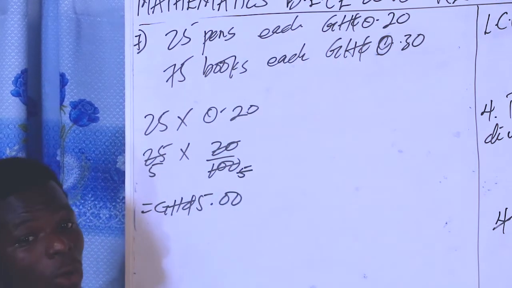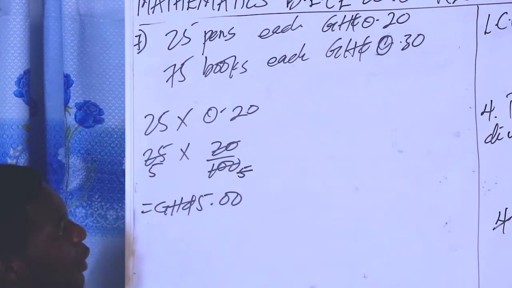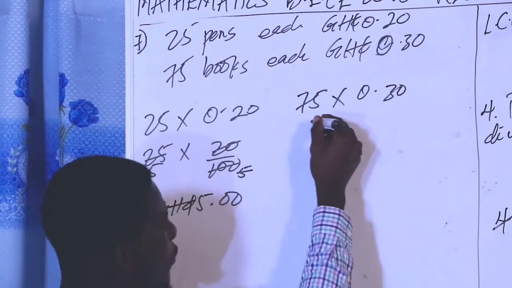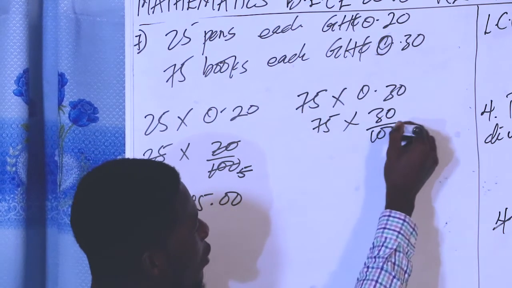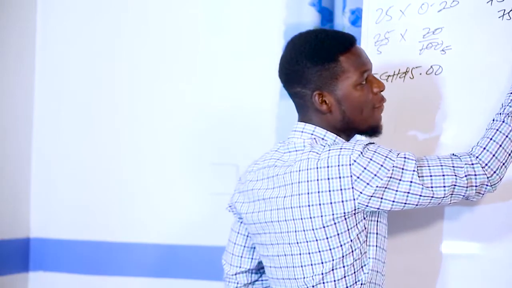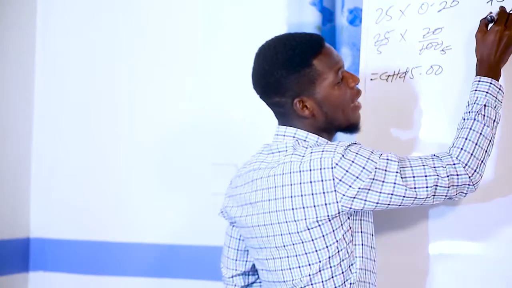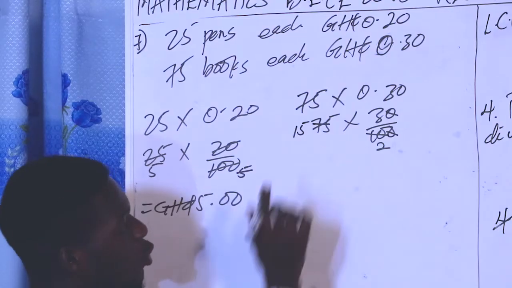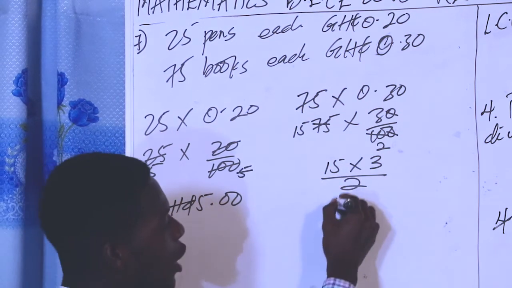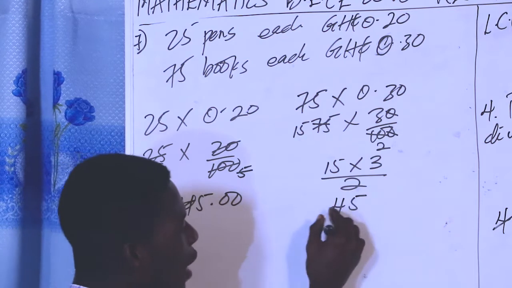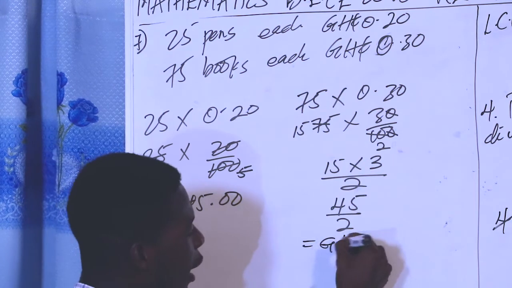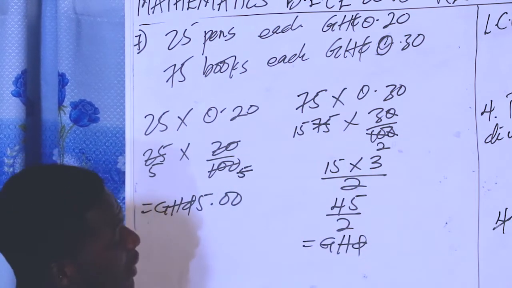Now let's calculate the total cost for 75 books. Each book is 30 pesewas. So 75 times each book, which is 30 pesewas. 75 times 30 over 100. You do your cancellation. 0 cancel 0. 5 will go into 10, 2. And 5 will go into 75, 15. So we have 15 times 3 all over 2. 15 times 3 will give you 45 over 2. Are you with me? All right, then we change this one. In decimals, this will give you 22.50.